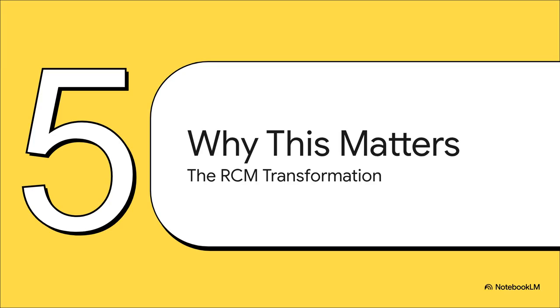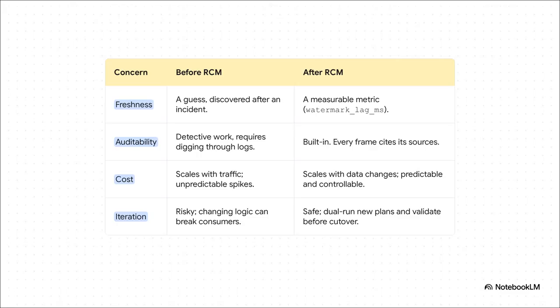Okay, so the mechanics are cool, but let's zoom out. Why does all of this, this idea of composability, actually matter? I mean, look at this transformation. It's night and day. Before, your costs were a scary, unpredictable mess that shot up with traffic. Now, with RCM, your costs scale with how often your data changes, which is way more stable and predictable. Auditability? It goes from being a painful detective mission through logs to just being a built-in feature of every frame. And data freshness stops being a guess and becomes something you can actually measure and monitor.